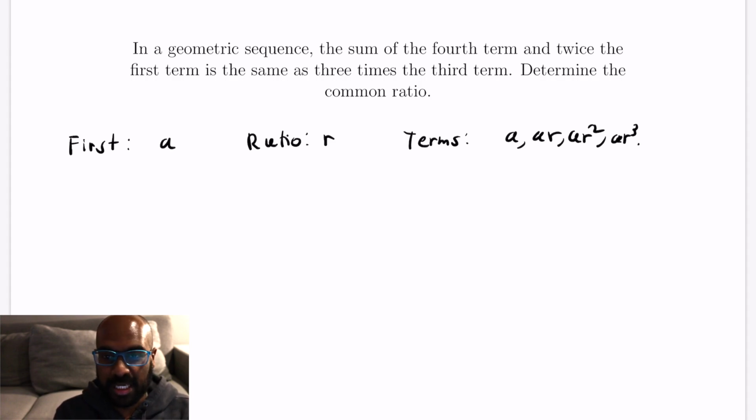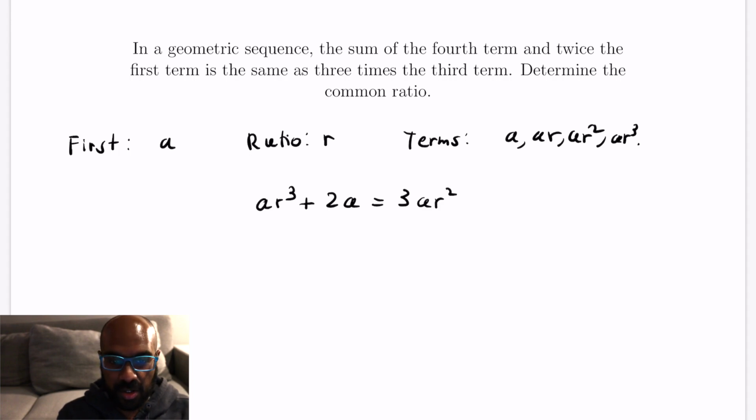So the information we're given here tells us that we can express these four terms in terms of each other. The fourth term, which is ar cubed, plus twice the first term, which is 2a in total, is equal to 3 times the third term, 3ar squared. Now we have a common factor of a that we can pull out, but let's put everything on the left-hand side. We'll get ar cubed minus 3ar squared plus 2a is 0. And then if we factor things out, dividing by that a term, we get r cubed minus 3r squared plus 2 is 0.